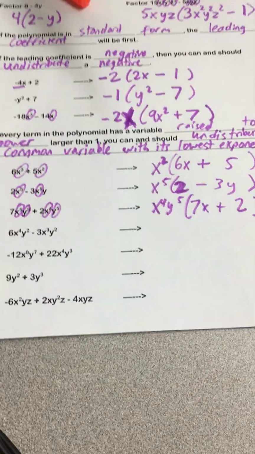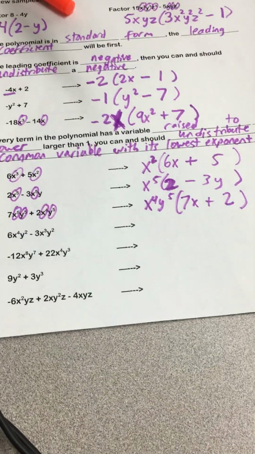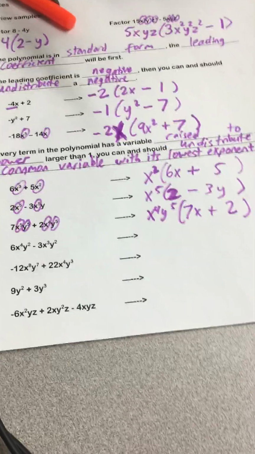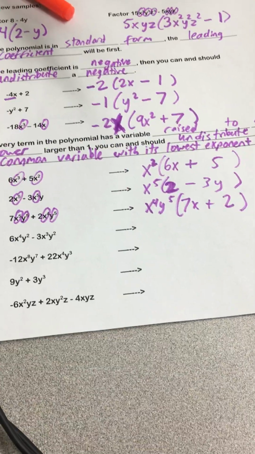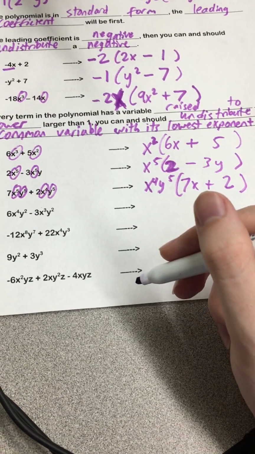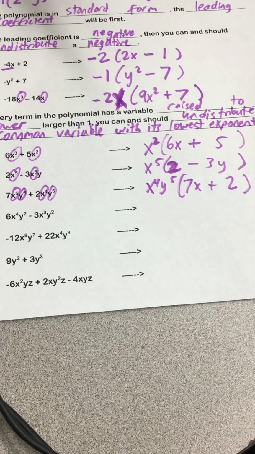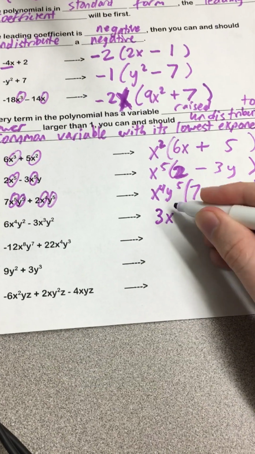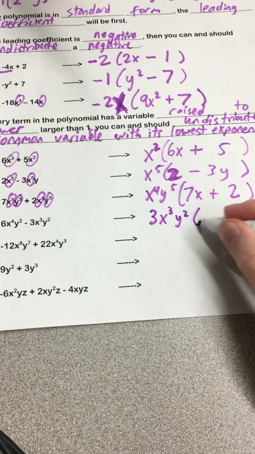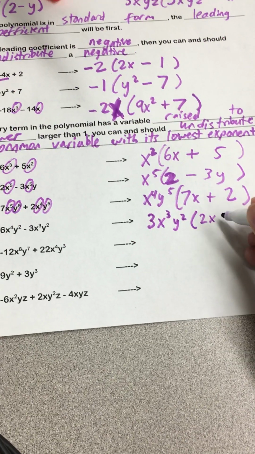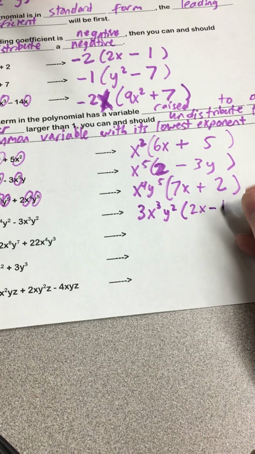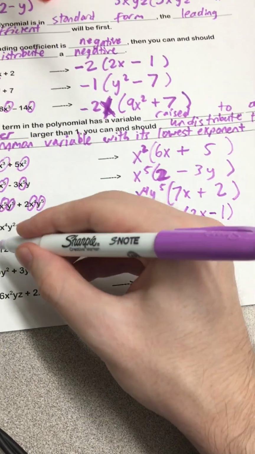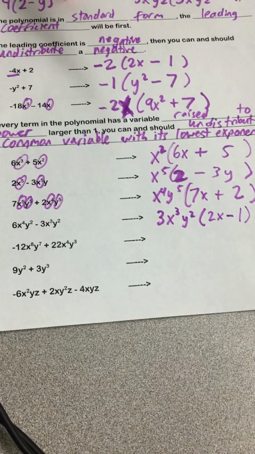Okay. I'm going to do these two, and then pause the video, and I'll write the answers for the next few. Actually, pause the video now, and then I'll write the answers for the last 4. Okay. Keep in mind this one has a negative leading coefficient.